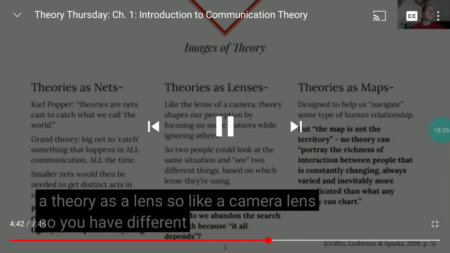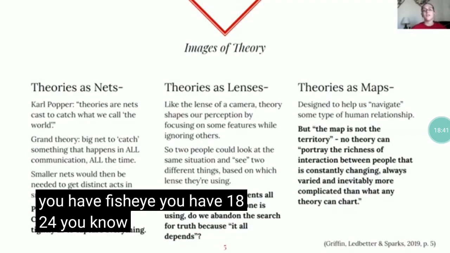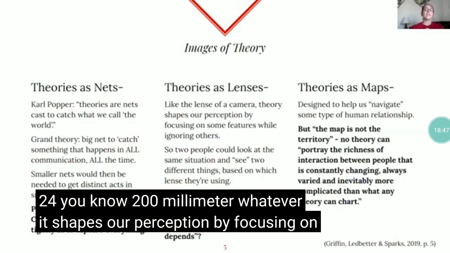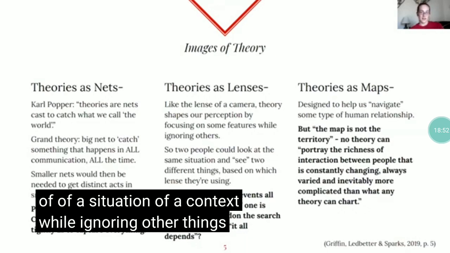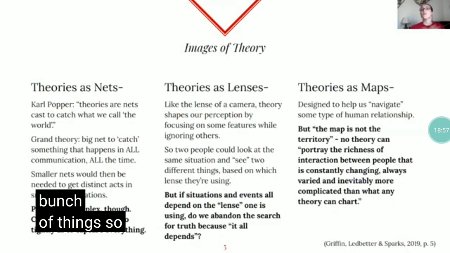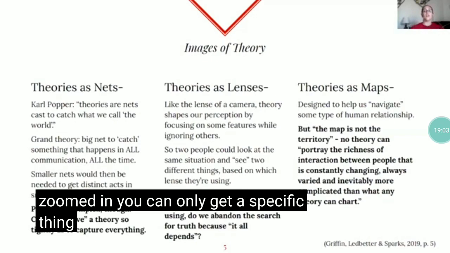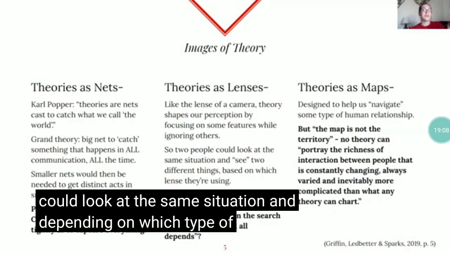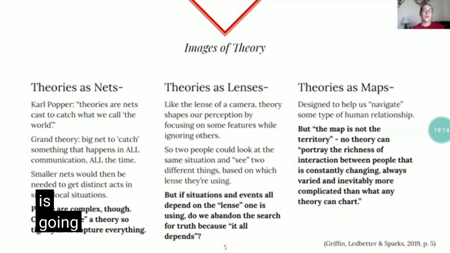Lens. You have different lenses: a 35 millimeter, a 50 millimeter, a fisheye, an 18, a 24, a 200 millimeter, whatever. It shapes our perception by focusing on some features of a situation, of a context, while ignoring other things. With a fisheye lens, you can see a whole bunch of things, so you can see more, but with the 200, it's really zoomed in. You can only get a specific thing in there. Two people could look at the same situation and, depending on which lens they're using, have very different interpretations and explanations of what is going on.